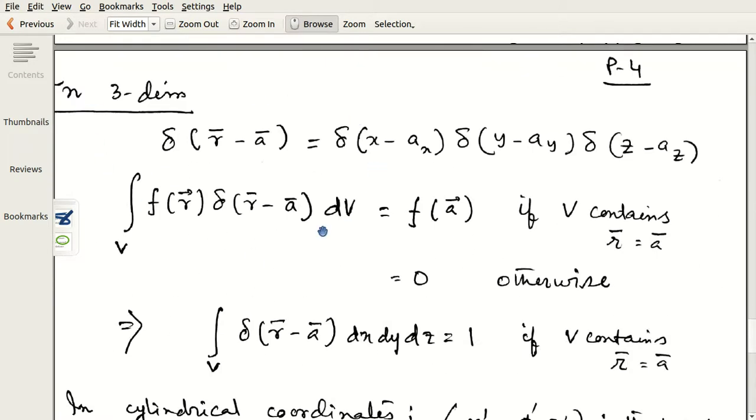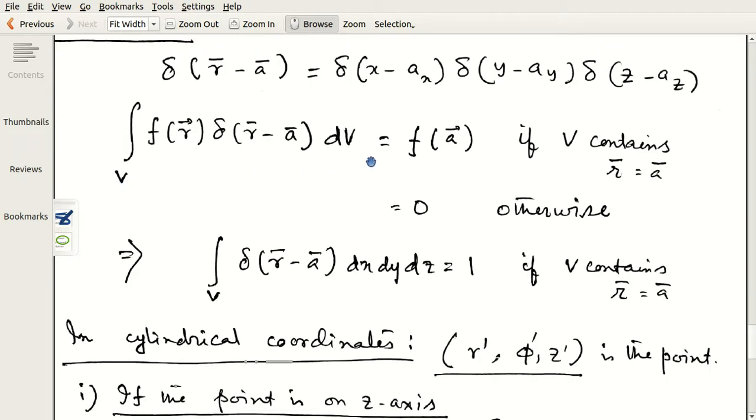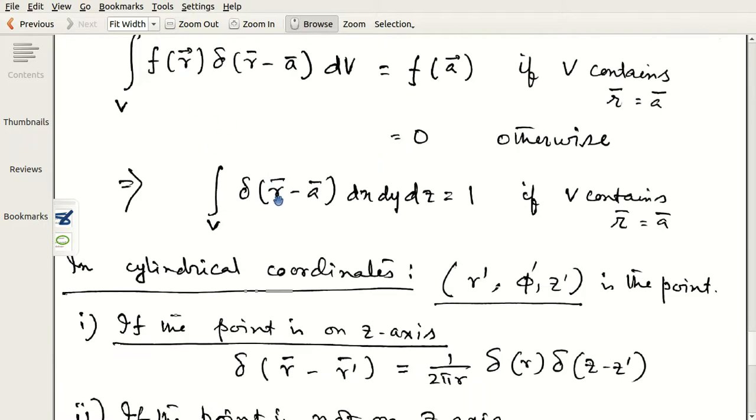In 3 dimensions, we can write delta(r vector minus a vector), as I have expanded it. And if you integrate over a volume, it will give the a vector. Just replace the 3-dimensional analogy in the 1-dimensional one. So it will be a function of a when the vector r equal to a is contained within the volume, or will be 0 otherwise. And if f(r) equals 1, you will get 1 here.